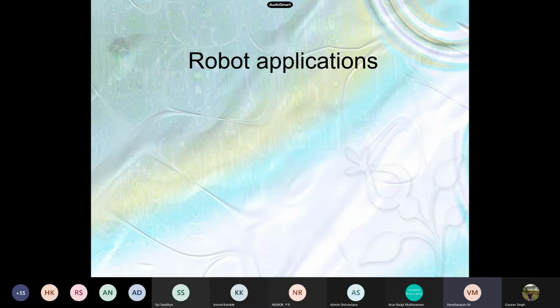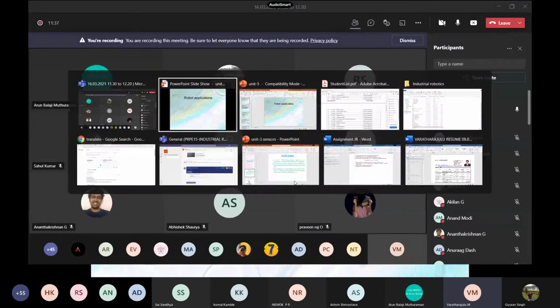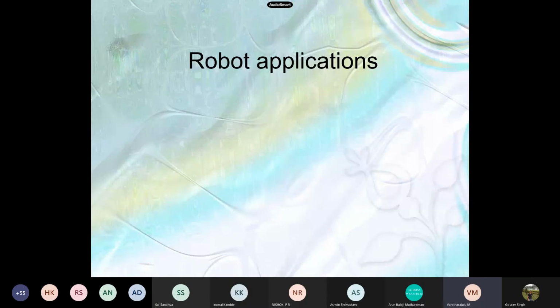In welding, usually two types of welding are performed using robots: spot welding and arc welding. Please make a note of these contents in your notebook, as I haven't included them in the slides. Even after completion of the course, please go through the video and make a note of these contents. For spot and arc welding, we are using robots.